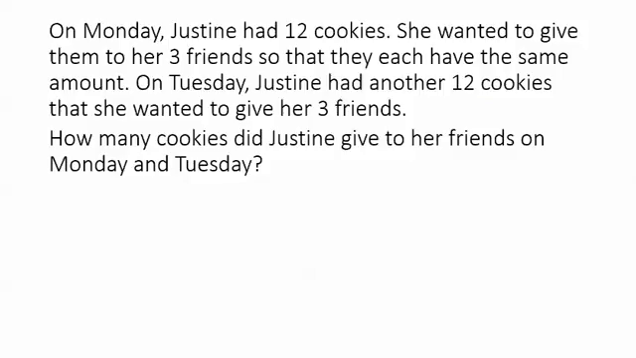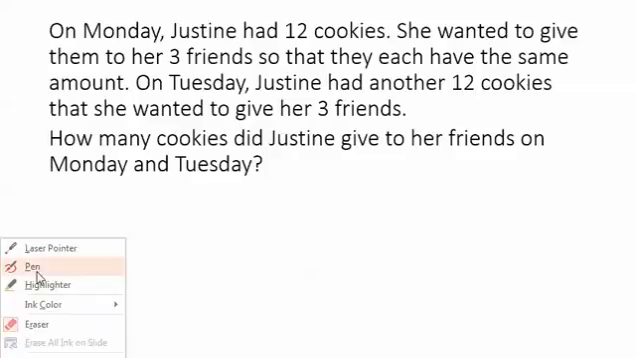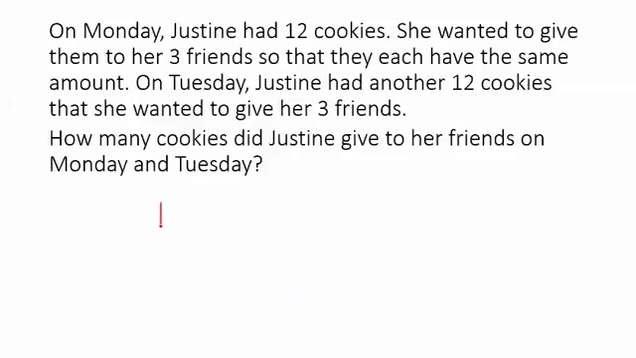On Monday, Justine had 12 cookies. She wanted to give them to her 3 friends so that they each have the same amount. On Tuesday, Justine gave another 12 cookies that she wanted to give to her 3 friends. How many cookies did Justine give to her friends on Monday and Tuesday? And so this is really like that money problem we did with Jason, right? In the end, Justine, 12 divided by 3 and 12 divided by 3, right? And that ends up giving us 8.